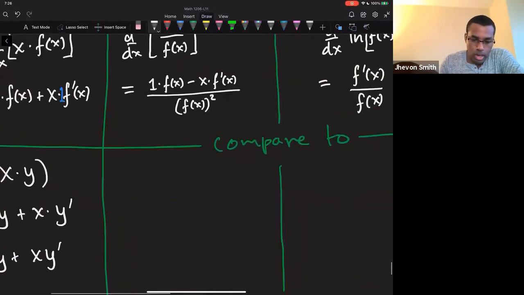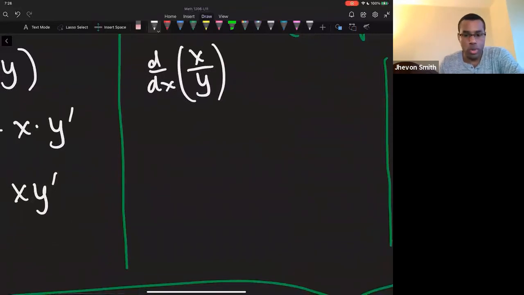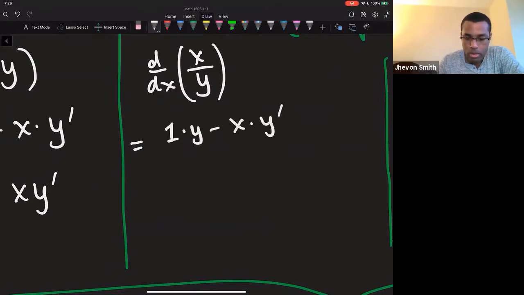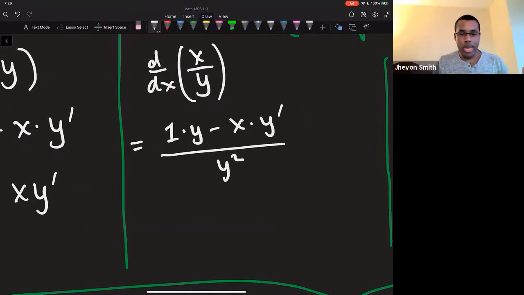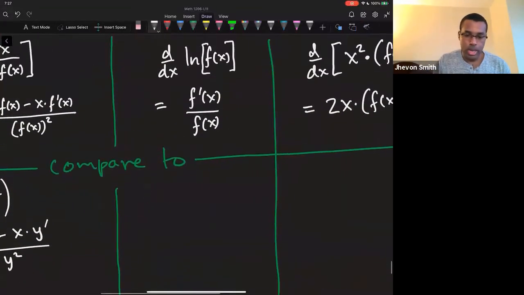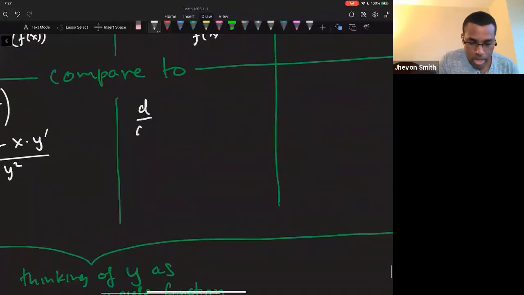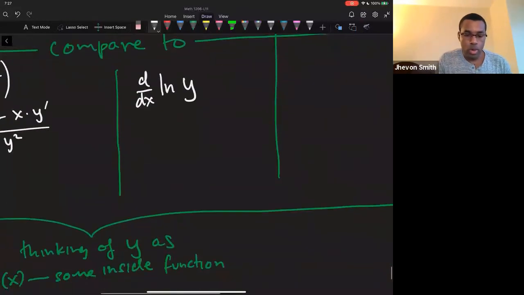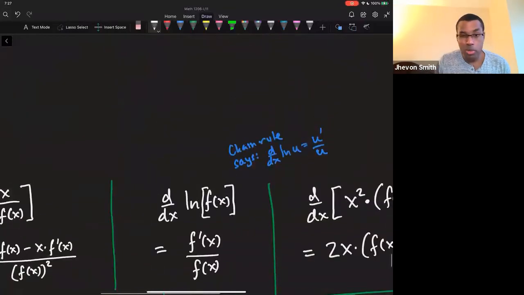So move over here. This is like, what if I had d dx of x divided by y? Well, how would I do that? Well, quotient rule, of course. Derivative of the top times the bottom minus the top times the derivative of the bottom over the bottom squared. That's the derivative. Nothing crazy happened. Okay, this guy here. This is like if I were to have d dx of ln of y instead of ln of f of x. It's u prime over u, but your y is the u. Your y is this function. So it's just going to be y prime over y, just as how it was f prime over f.